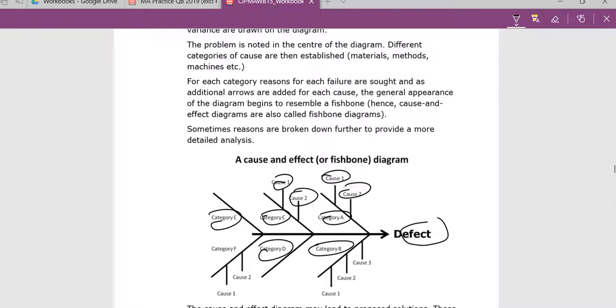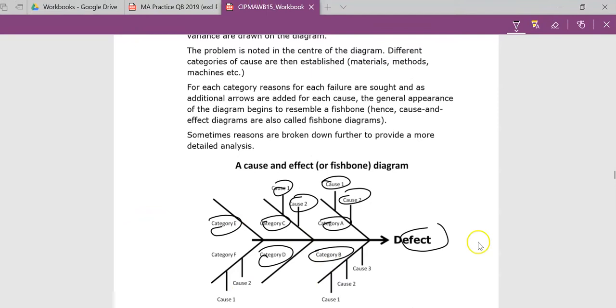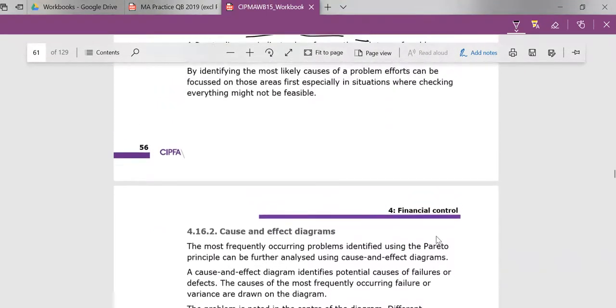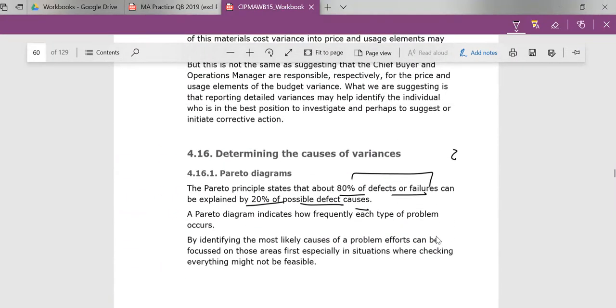Okay, we're coming up to the 200 mark. So really this next set of questions is looking at the Pareto Principle. So let's come back a little. What they're trying to do here is investigate or find the causes of these variances.